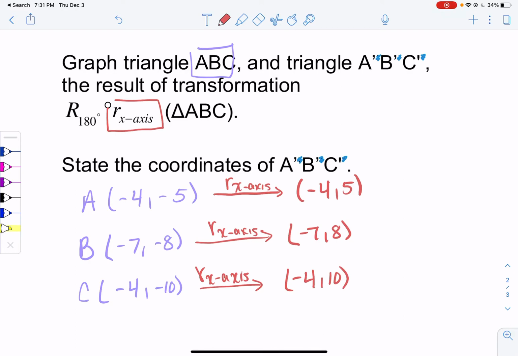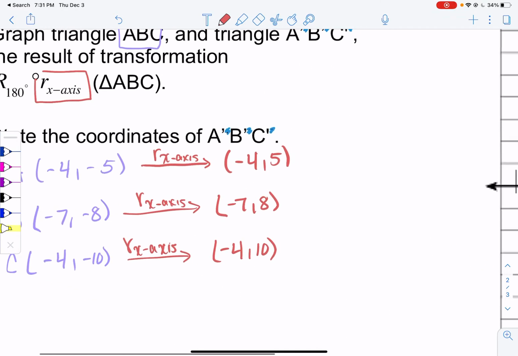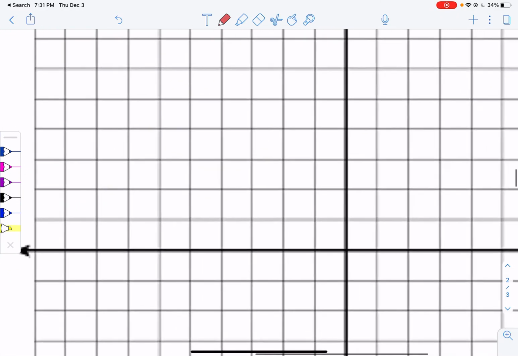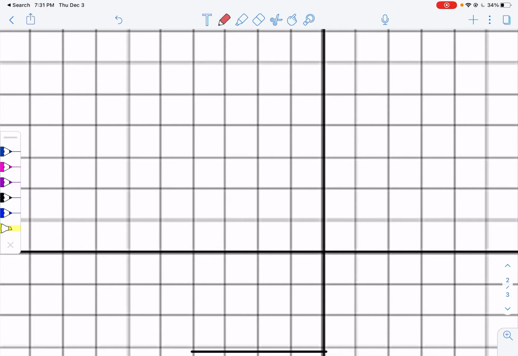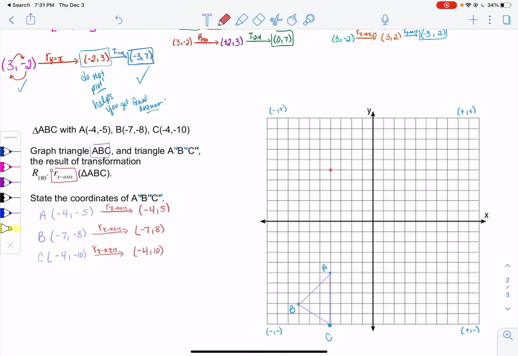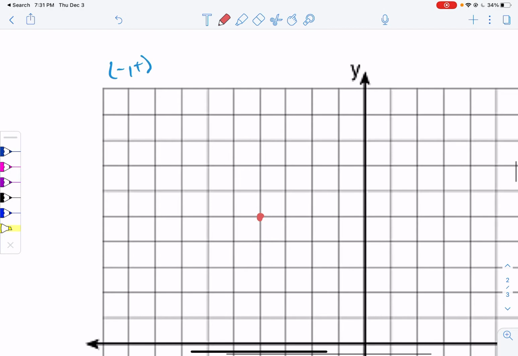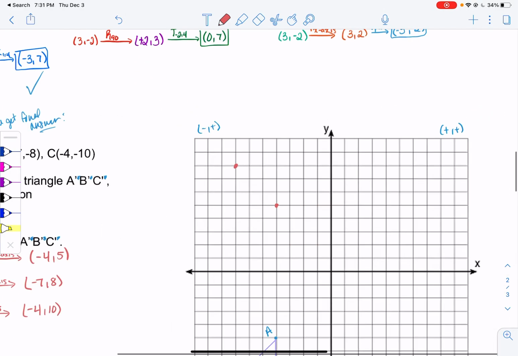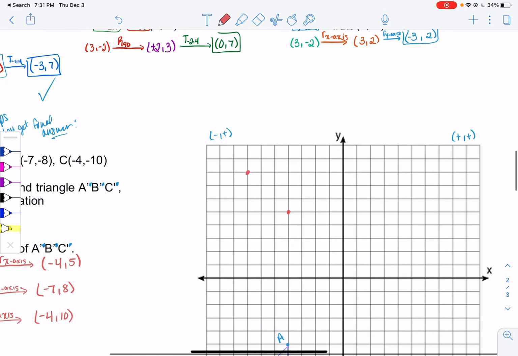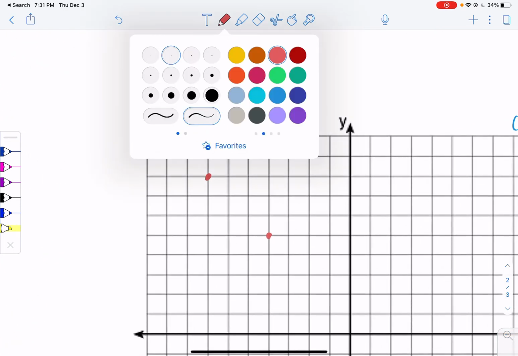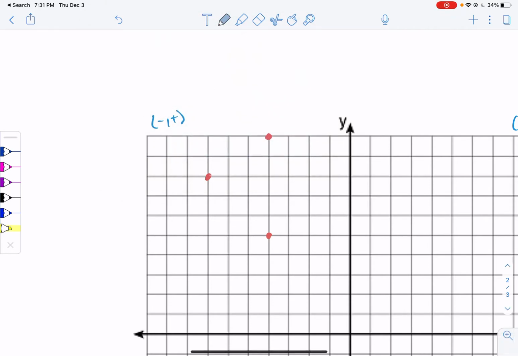And good. Now, you can plot these. Let's plot these just to practice. But we're not going to label them. So I plot -4, 5. So 1, 2, 3, 4. 1, 2, 3, 4, 5. We're not going to label them. -7, 8. And then I'm going to plot -4, 10. I'm going to connect those with a gray line or whatever this color is.